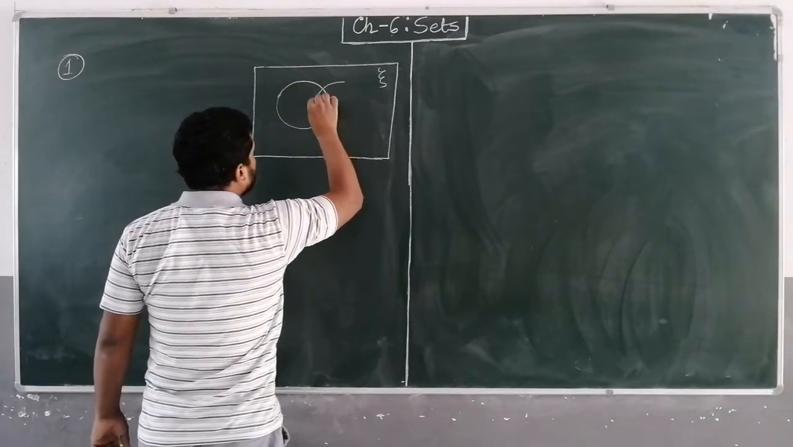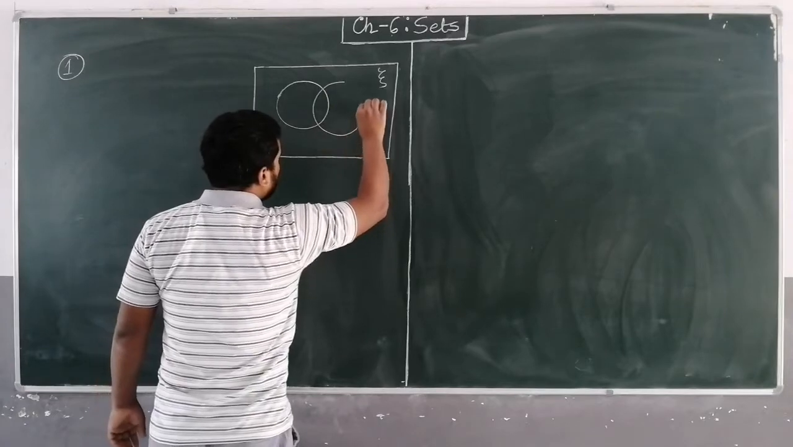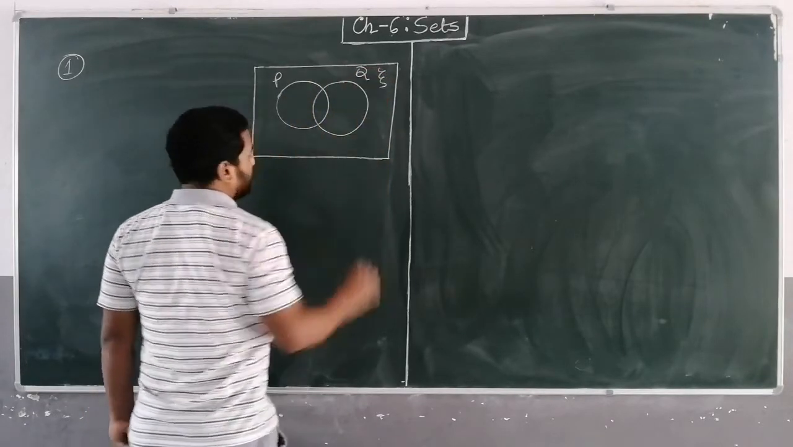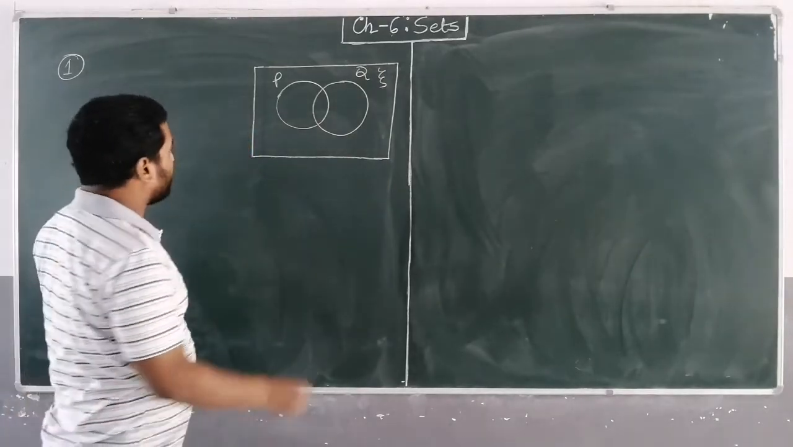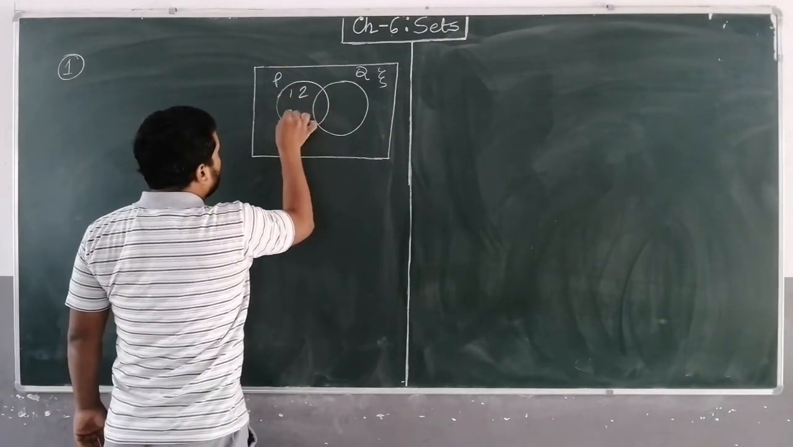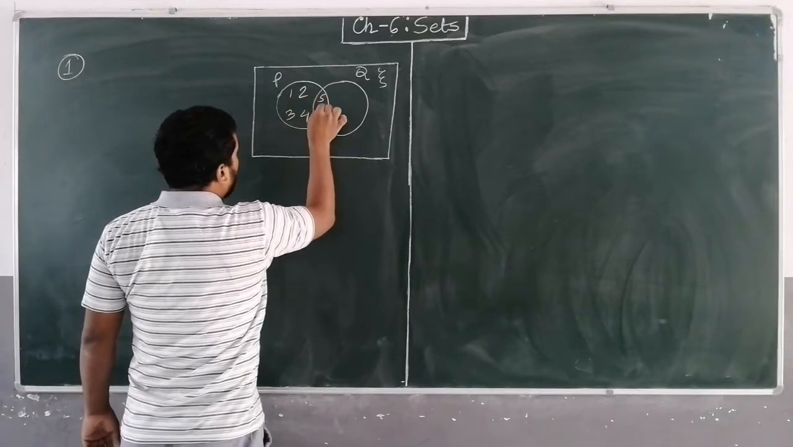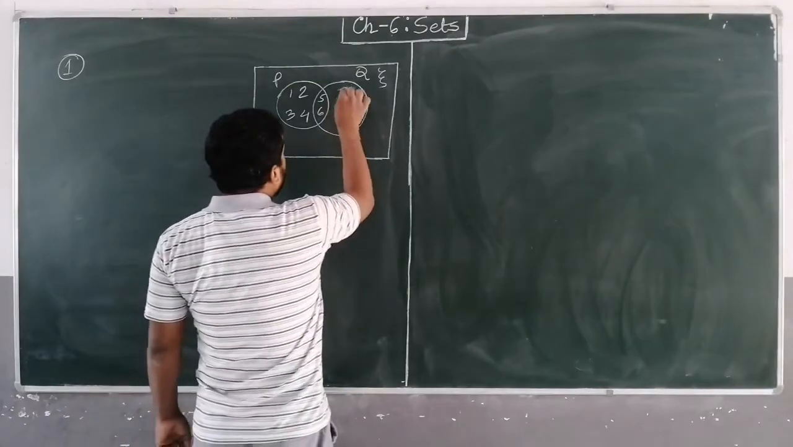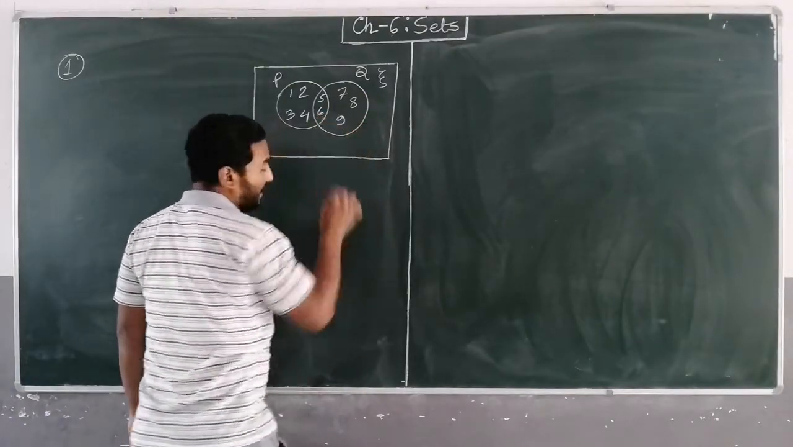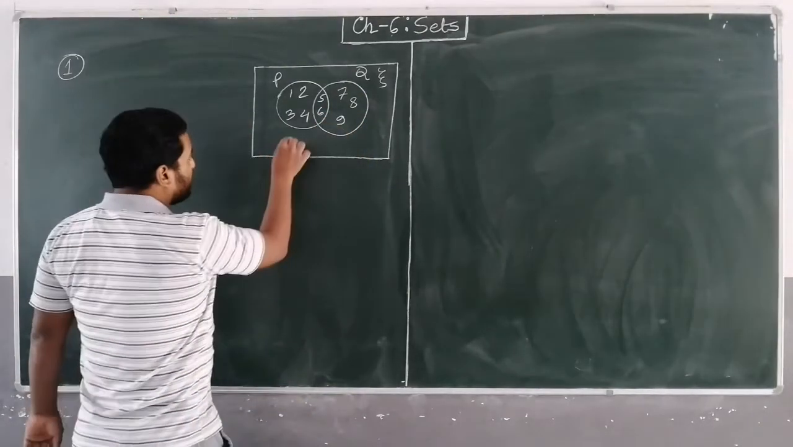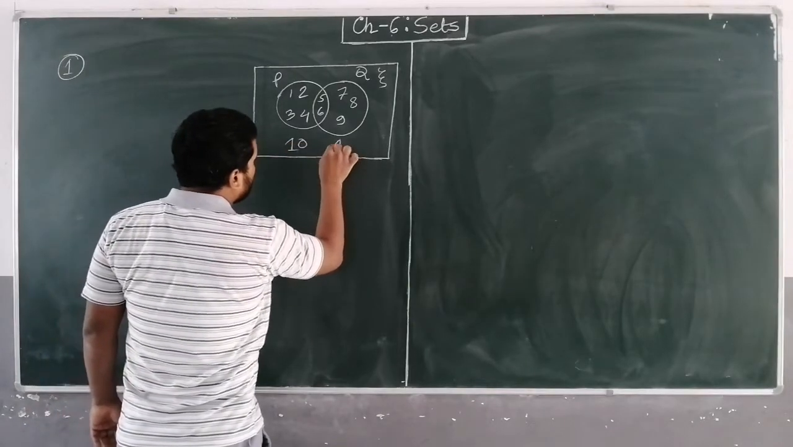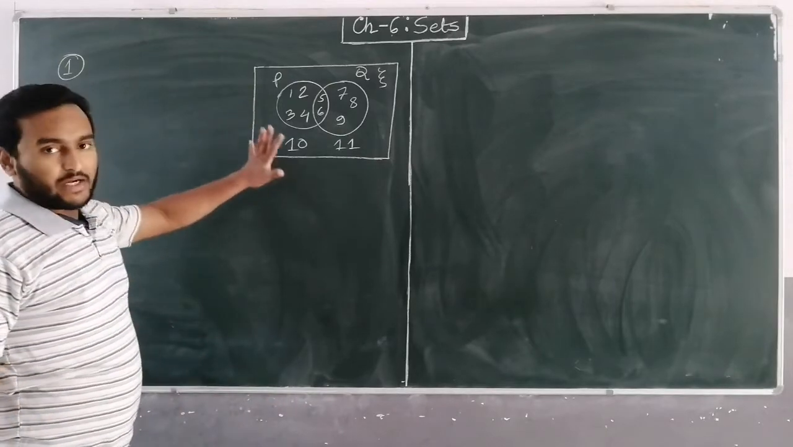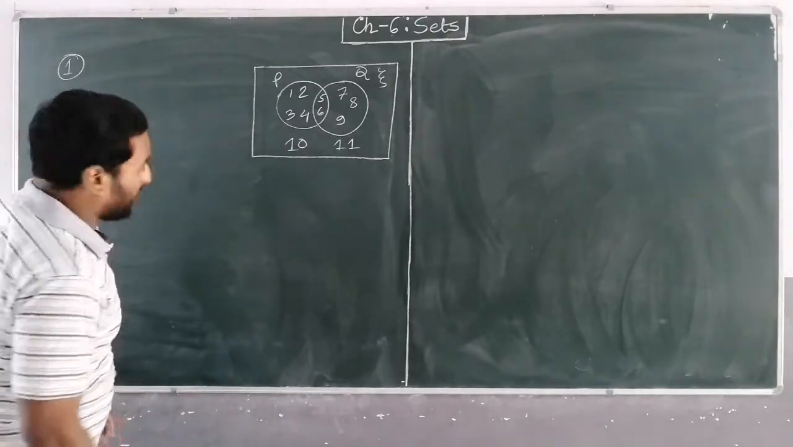P and Q, two sets are there, with the elements 1 to 11 placed in the diagram. Okay, so this is the Venn diagram given. Now we have to write the sets.